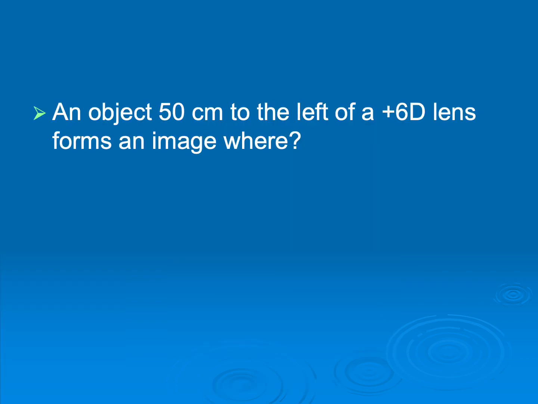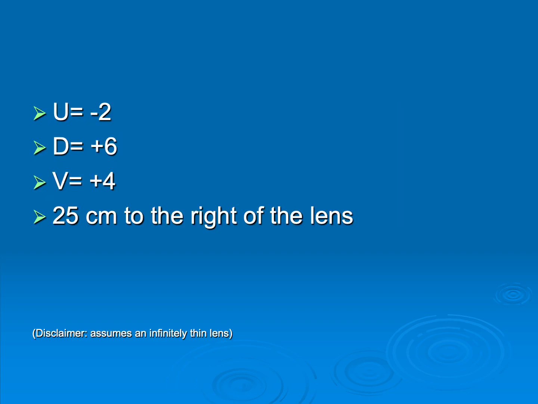So let's get started here. We have an image 50 centimeters to the left of a +6 lens and forms an image where. This is basically from our very first lecture where we talked about the simple lens formula. And as you hopefully know by now, that means that U is going to be a -2. We have D as +6. That means that V must be a +4. And 100 divided by 4 is 25 centimeters to the right of a lens.